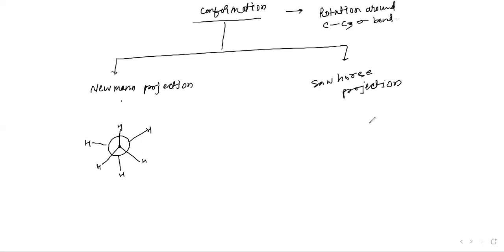Sawhorse projection. This is a Newman projection and this is a staggered one, na? We are making this one. If the two carbons are represented by a tilted line, that is what is called Sawhorse projection. This is hydrogen, hydrogen, hydrogen. It can be rotated 60 degrees, so it will be Sawhorse. Now they are of two types.